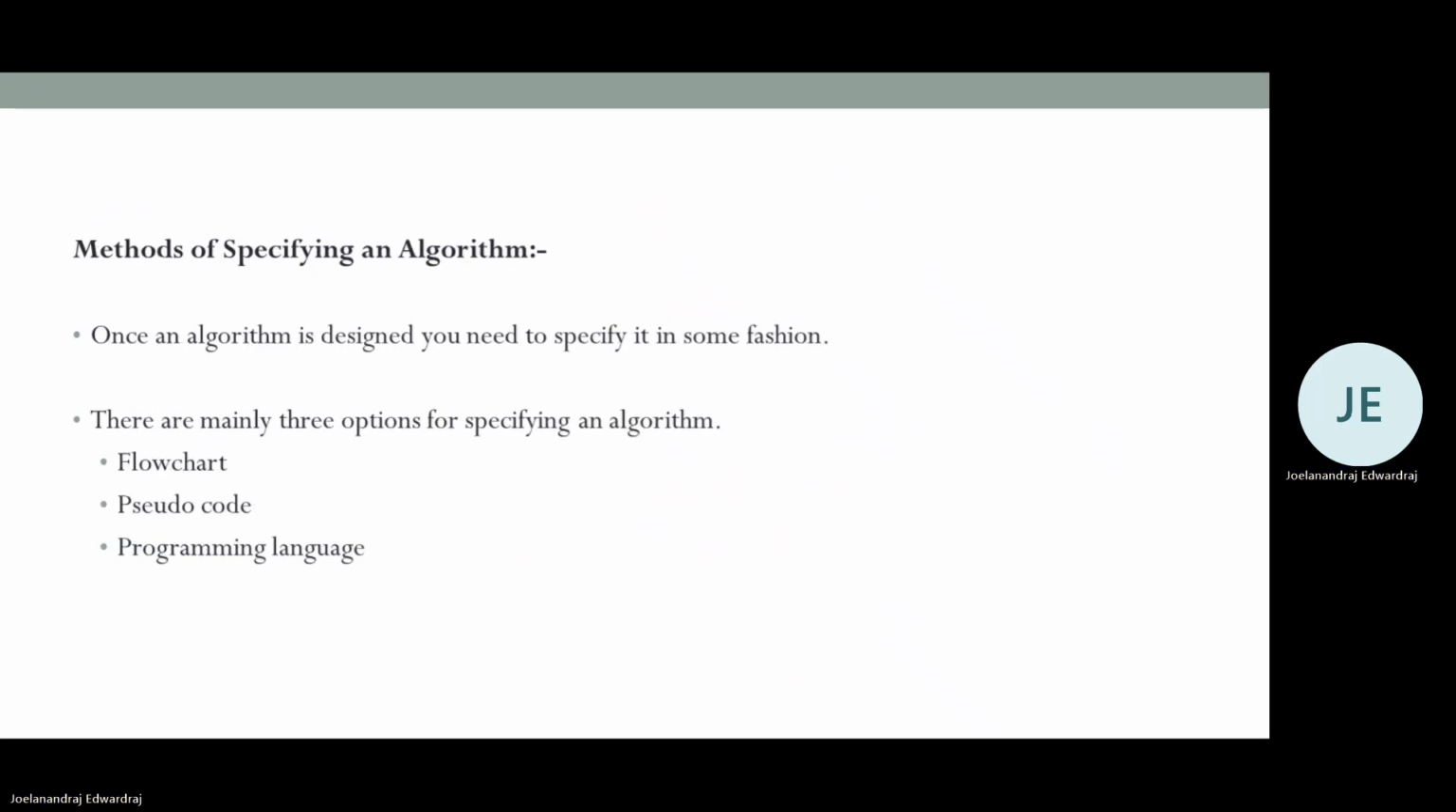Next is method of specifying an algorithm. Once the algorithm is written, how can we specify the algorithm? One is using flowchart, one is using pseudocode, the last one is using programming language. These are three ways you can specify an algorithm. So we know what is the flowchart, right?